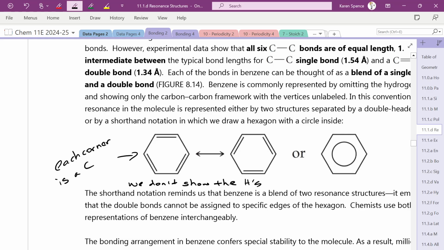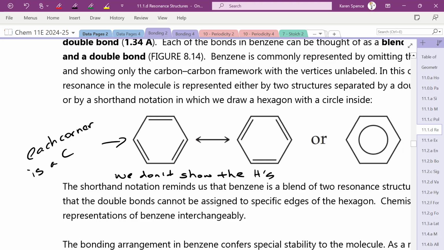So each corner is a carbon. We don't show the hydrogens, and we can just show it going back and forth between single and double, and then reversing that. Or we get even lazier and we say that pi bond is delocalized. So guess what? This is our delocalized pi bonds.